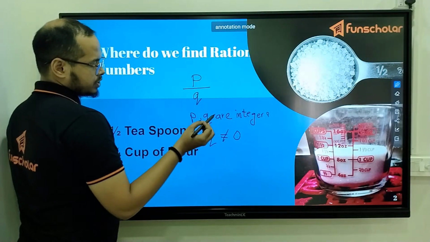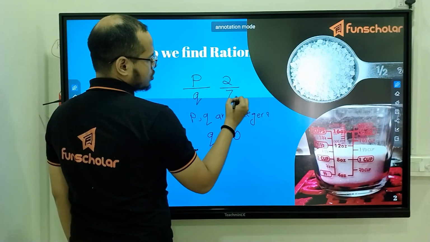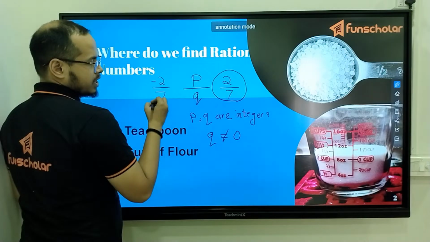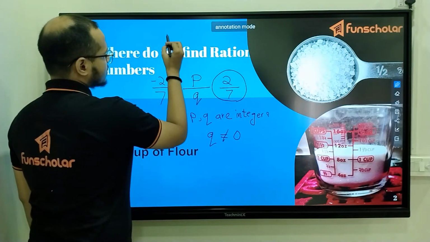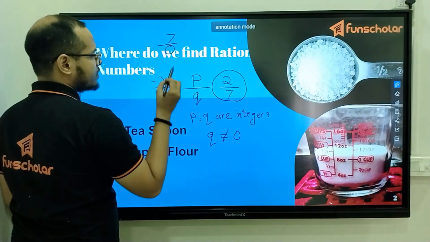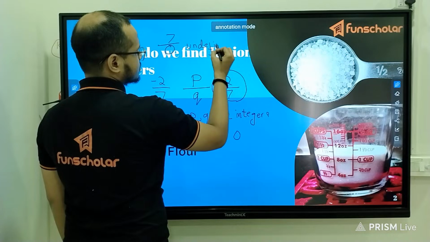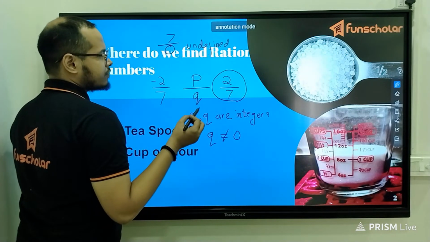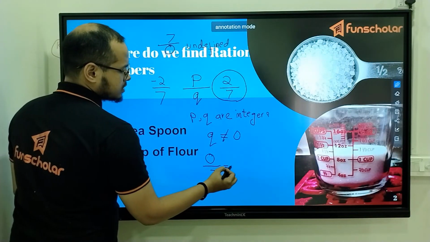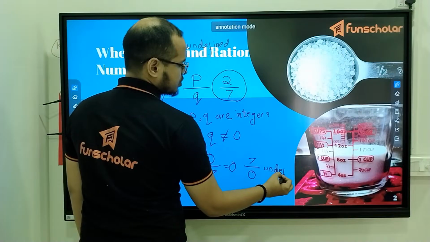If it is equal to 0, for example, first let us take two random integers, 2 and 7. 2 by 7, is it a rational number? Yes, it's a rational number. If I say -2 by 7, is it a rational number? Yes, it is. But if I say 7 by 0, is it a rational number? No, it is not, because 7 divided by 0 will give us an undefined number. What is the difference between 0 by 7 and 7 by 0? 0 by 7 will give us 0. 7 by 0 will give us undefined, or something that is non-existent.